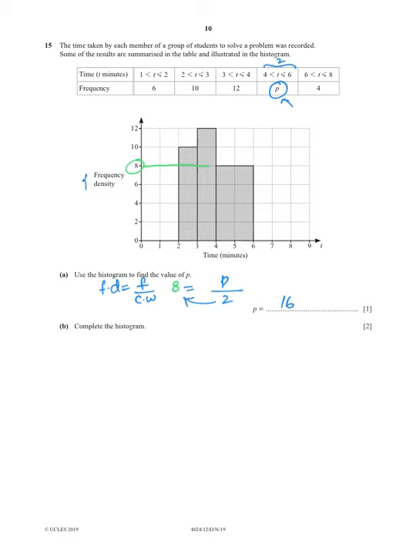Complete the histogram. From 6 to 8 you need to plot the value 4. First you need to find the frequency density, and that is frequency divided by class width. Class width is 8 minus 6, which equals 2. So frequency upon class width gives you the value of 2. Now you need to plot the value 2 on your graph from 6 till 8. So that will be like this. That is your graph from 6 to 8.